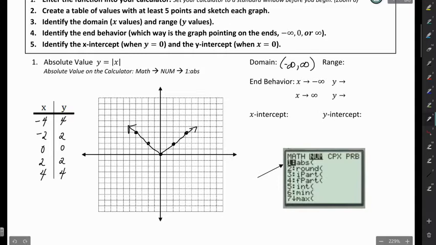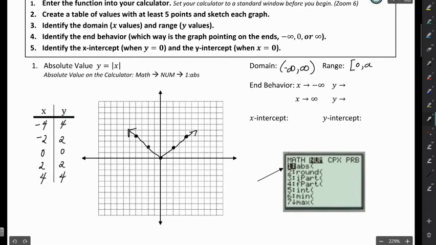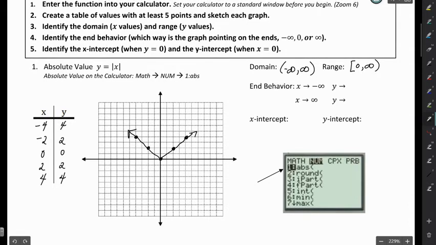And then as far as the range goes, now we're going to be looking at the y-axis. What's included in terms of the y values vertically, going up and down? And it looks like we start right at 0 and we go to positive infinity. So the range is going to be from 0, and notice it includes 0, to infinity. Now, whenever you have interval notation and negative or positive infinity, you're always going to have the parentheses and not the brackets. All right, the end behavior is saying, which way is this graph pointing?